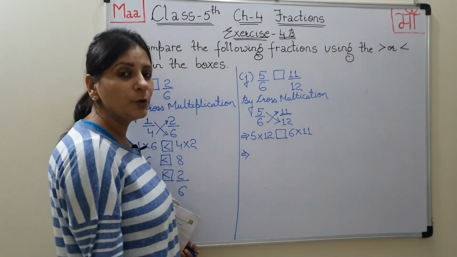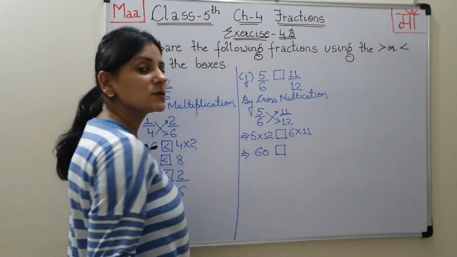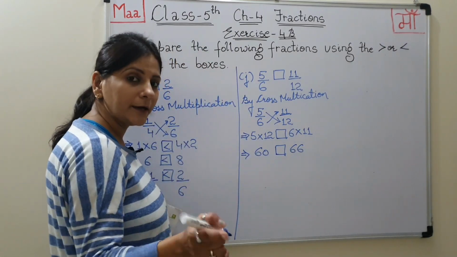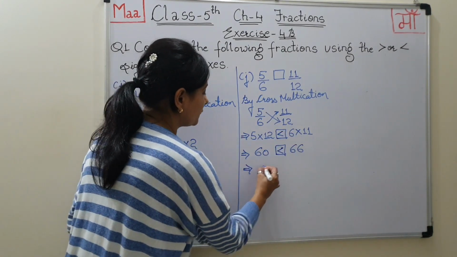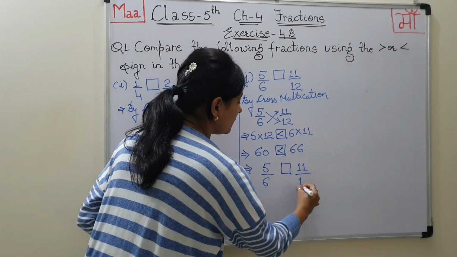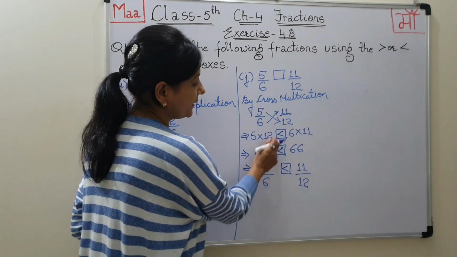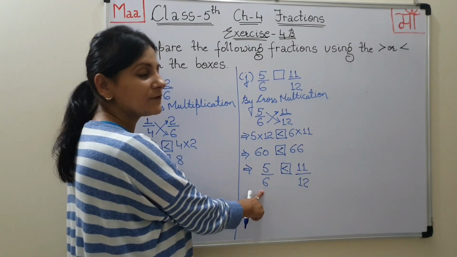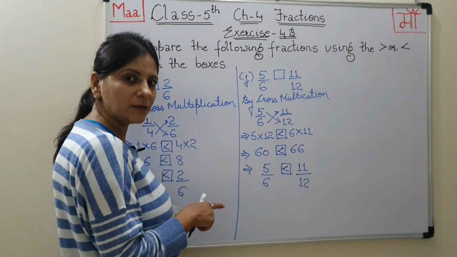Now multiply 5 into 12, you all know 12 5s are 60, and other side 11 into 6. So 11 into 6 is equals to 66. So from 60 and 66, the greater number is 66. So sign will go towards 66. Now again you have to write the fractional values, 5 upon 6, one box, and 11 upon 12. So yes, from 5 upon 6 and 11 upon 12, the greater one is now we have already calculated, right hand side is greater. So 11 upon 12 is greater than 5 upon 6 and 5 upon 6 is smaller than 11 upon 12. Okay students, now got this method?